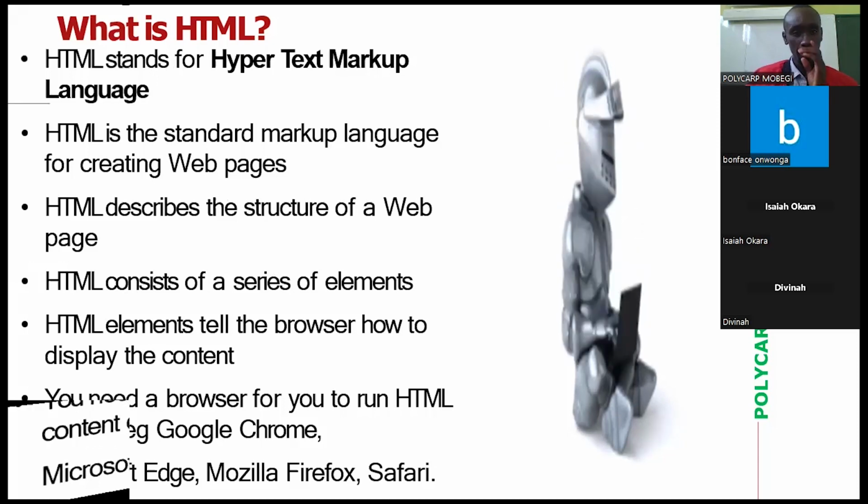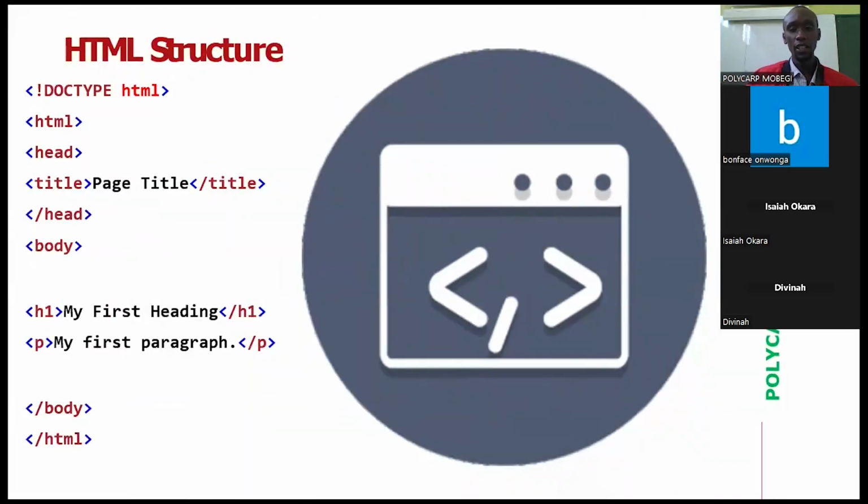To move on, next we're going to look at the structure of HTML. In this picture, I've displayed the structure of HTML. Number one, we can start with the doctype HTML, followed by the opening HTML tag. We have the head tag, we have the title tag, and the closing head tag. We have the body and the closing tag of HTML. Basically, that is the structure of HTML.